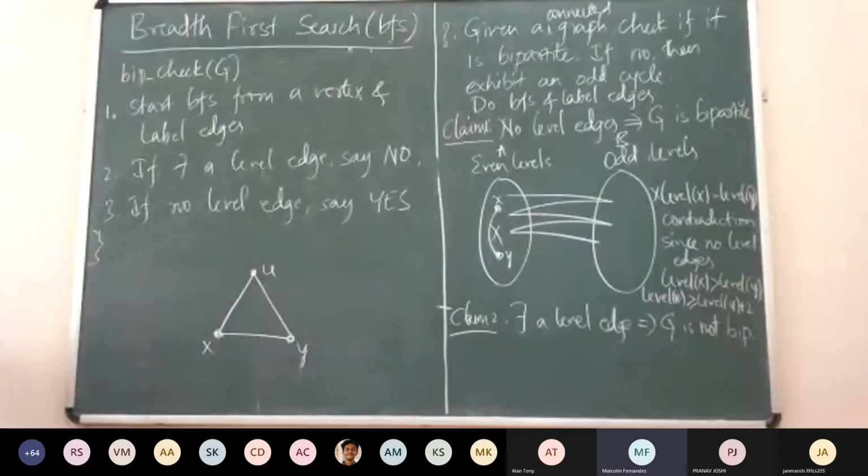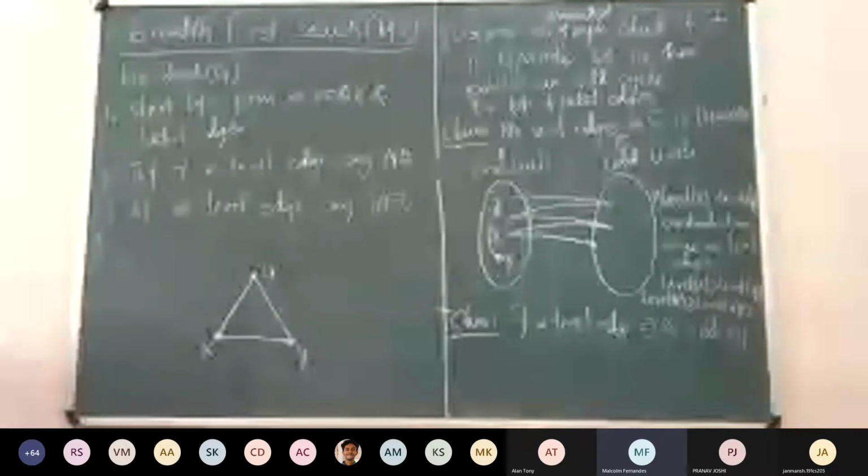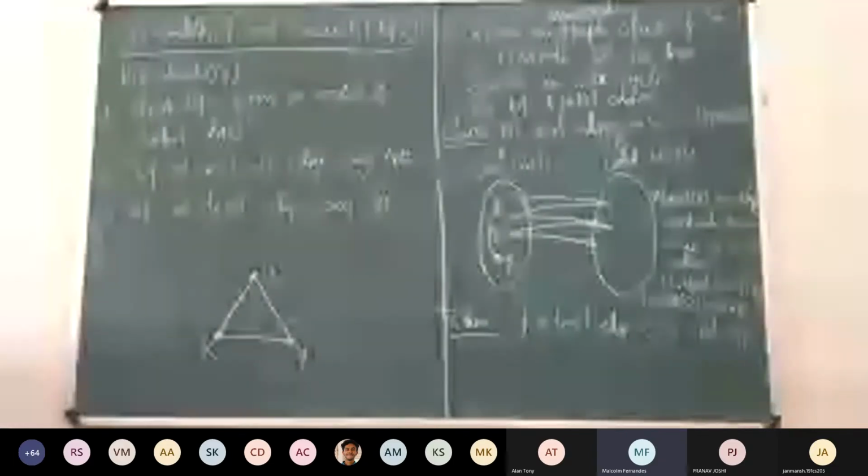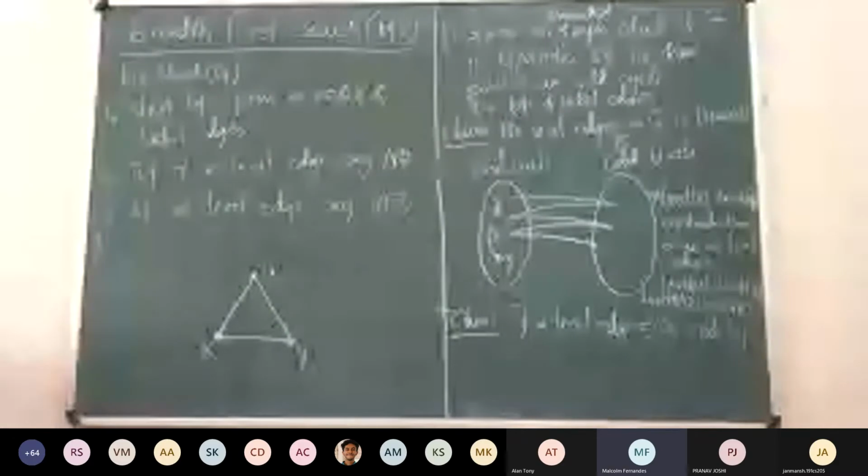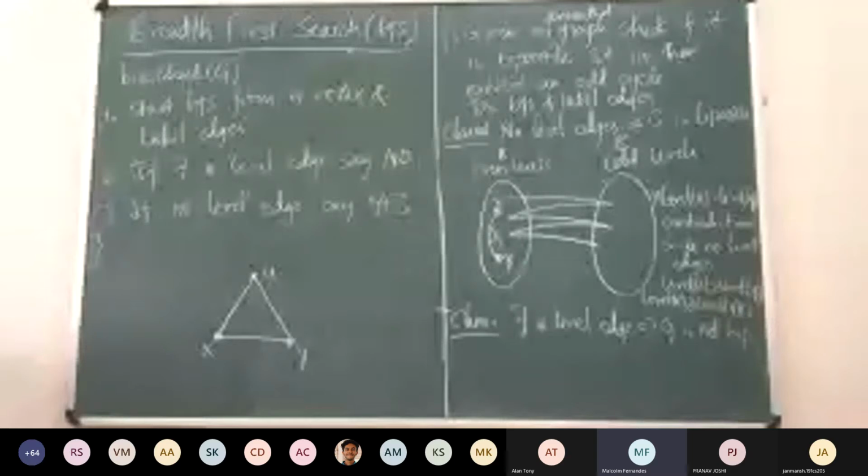Except for the source, every vertex will have an ancestor. And since they're in a level edge, they're technically of the same level, sir. So they'll have an equal number of edges towards a common ancestor, towards the source regardless. So the number of edges from X to its ancestor and from Y to its ancestor adds up to an even number, because 2K is even, and the level edge will be the odd edge, making it an odd cycle.